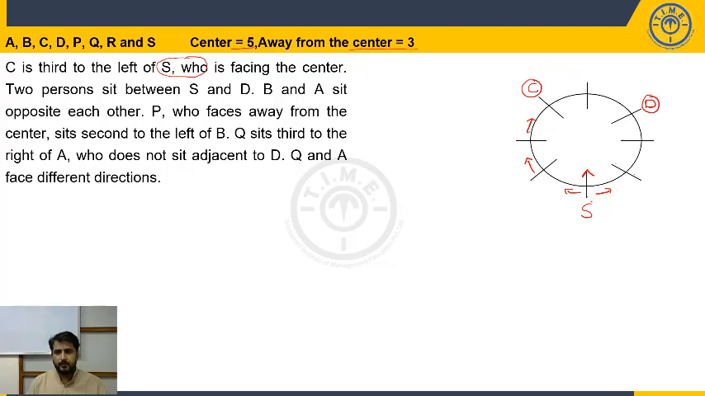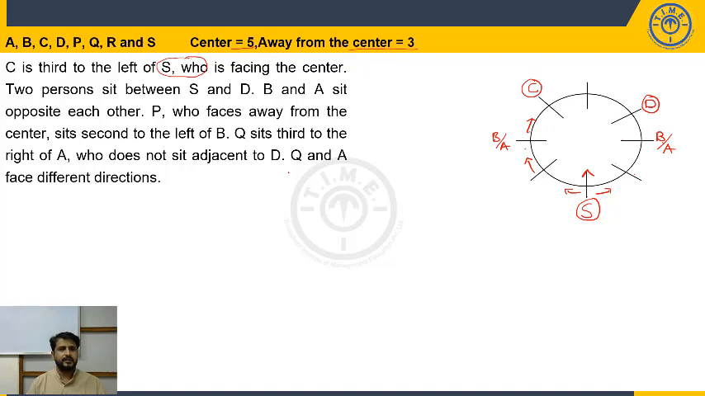B and A sit opposite each other. So which 2 opposite positions are vacant? These 2 opposite positions, adjacent to C and adjacent to D. We cannot decide whether it is A's position or B's position, so both possibilities are there: A or B, B or A.